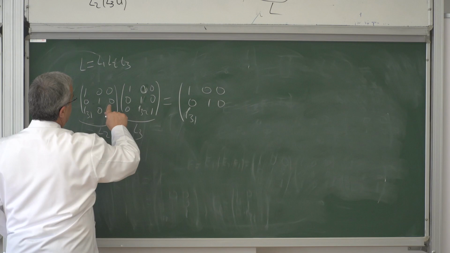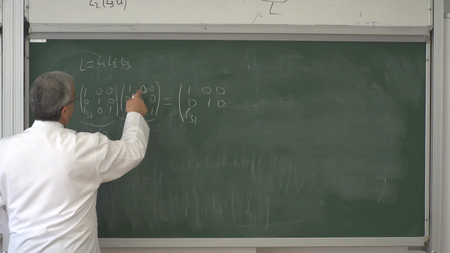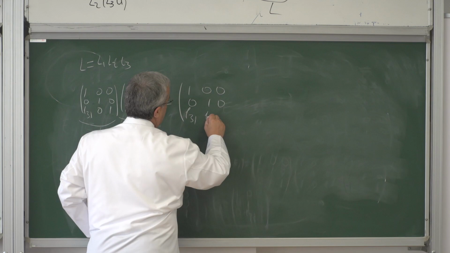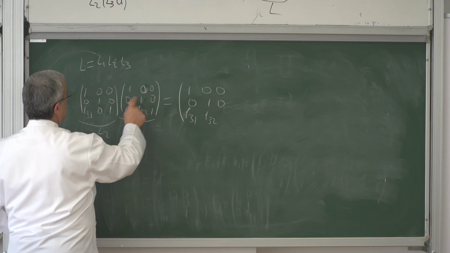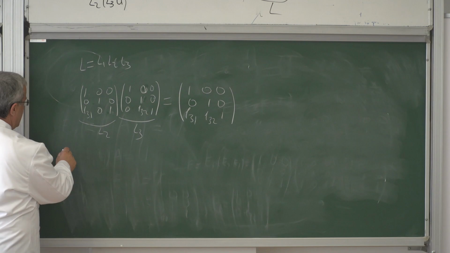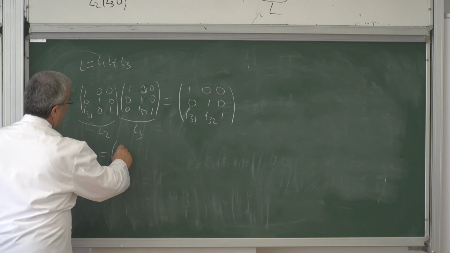Okay, now multiply with this one. L3,1 times 0 is 0. 0 times 1 is 0. L3,2. And multiplying this with this, 0, 0, and 1. Okay. Now, L1 times L2 times L3 is 1, 0, 0.